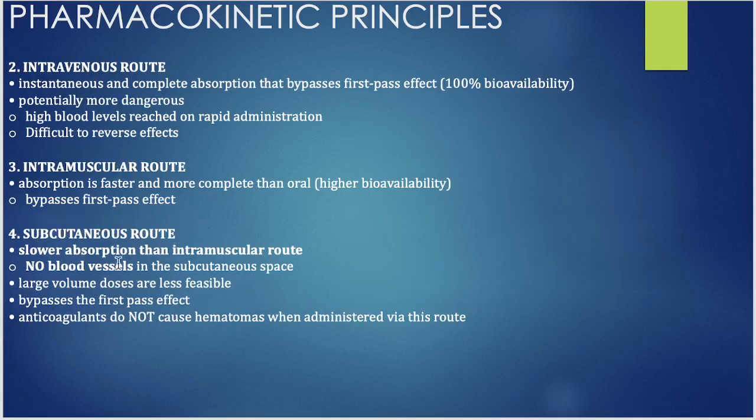Subcutaneous route, slower absorption than your intramuscular route. No blood vessels in your subcutaneous space. Therefore, large volume doses are less feasible. It will still bypass now your first pass effect. Again, take note, anticoagulants do not cause your hematomas when administered via this route. So please take note of this one.